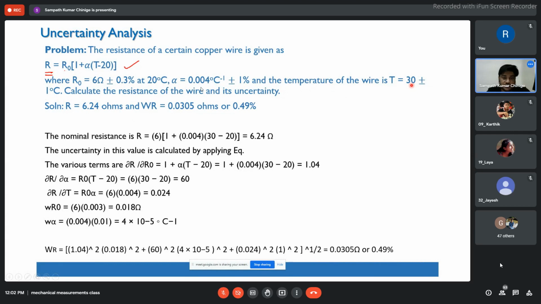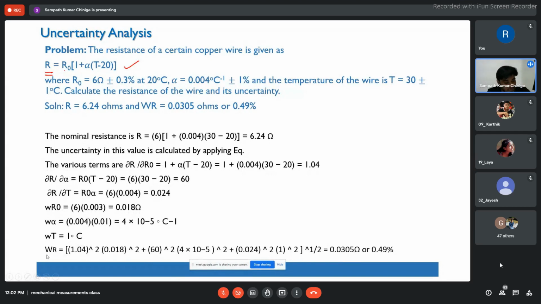Similarly, alpha 0.04 degrees centigrade, they have given 1%. So what is the variation for 0.04 degrees? That you are getting 4 into 10 power minus 5 per degree centigrade. Similarly, for omega t, he has given 30 plus or minus 1 degree centigrade. He has not given it in percentage, so it is directly 1 degree centigrade. So whatever the value 30, it is only 31 or 29. So directly he has given 1 degree. So that's why I have taken 1 degree.